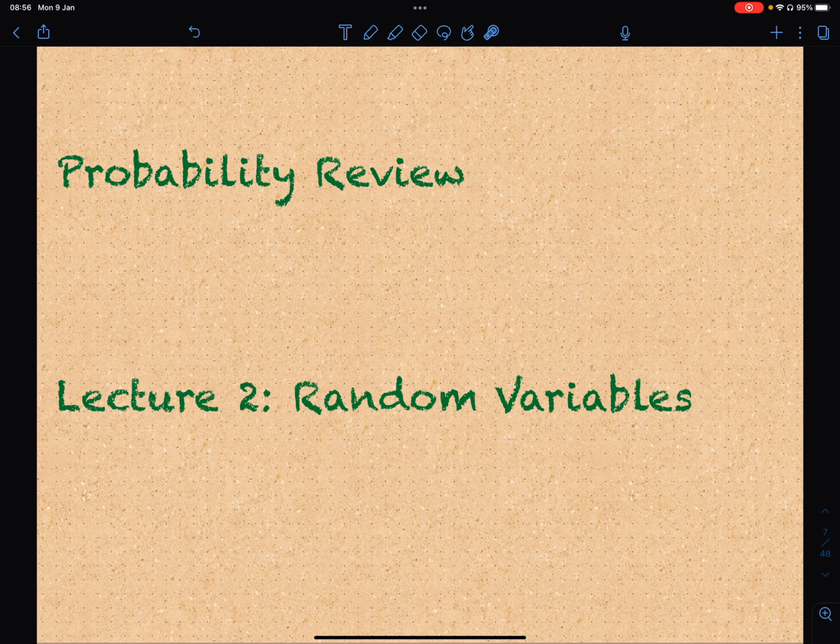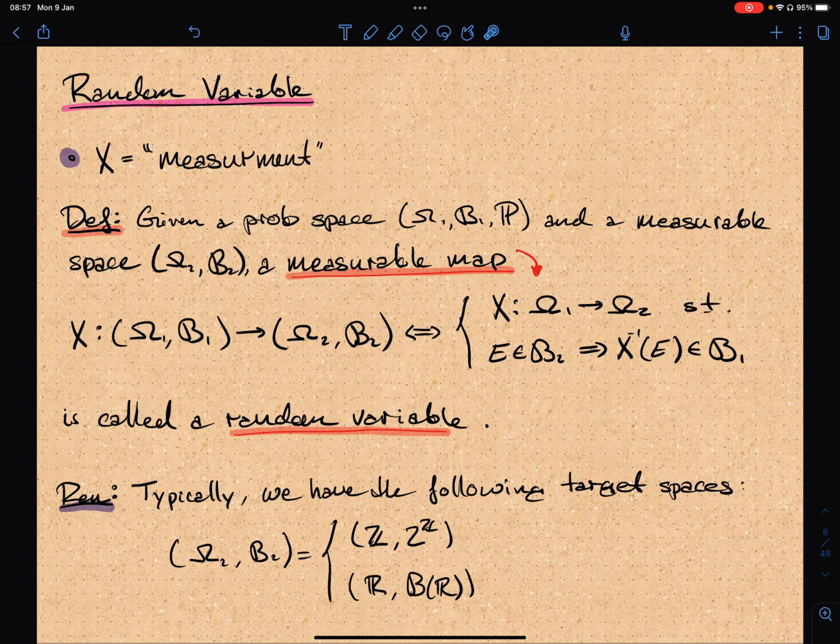Today we're going to talk about random variables, and this is going to be the main thing that we'll be studying. In particular, for Markov processes, we're going to be looking at random variables that evolve over time. So they're going to have some dynamics to it. But in this lecture, for the probability review, we're just going to look at random variables and define them and see what we can do with them and look at the probability theory related to it.